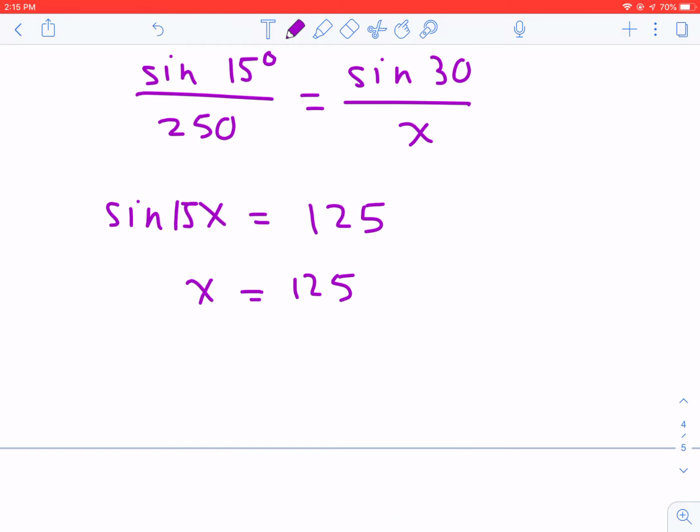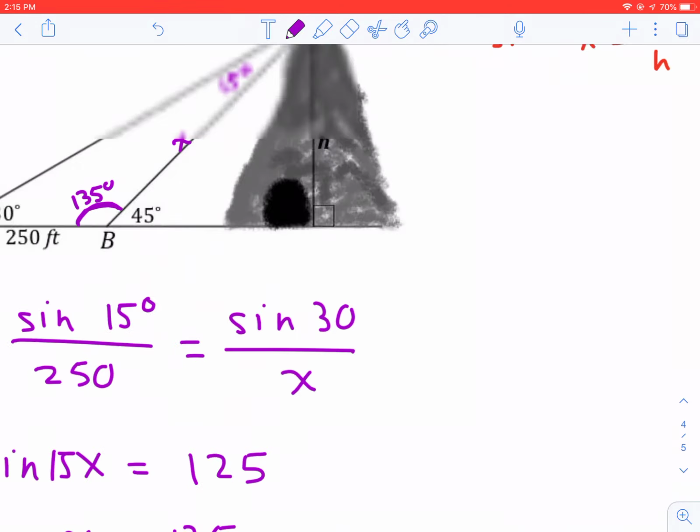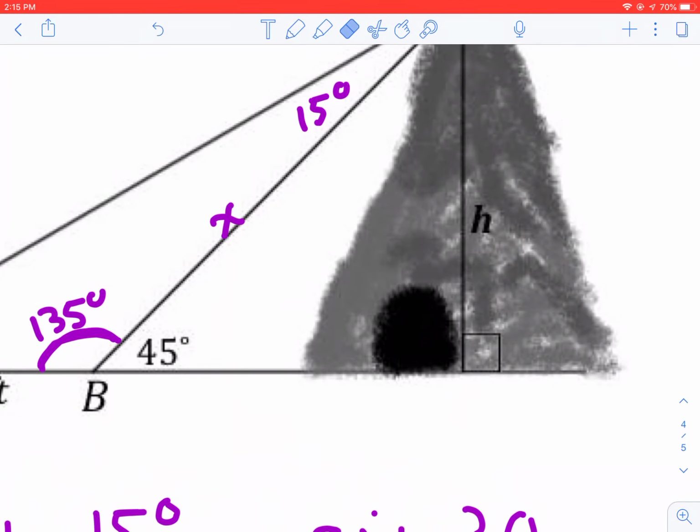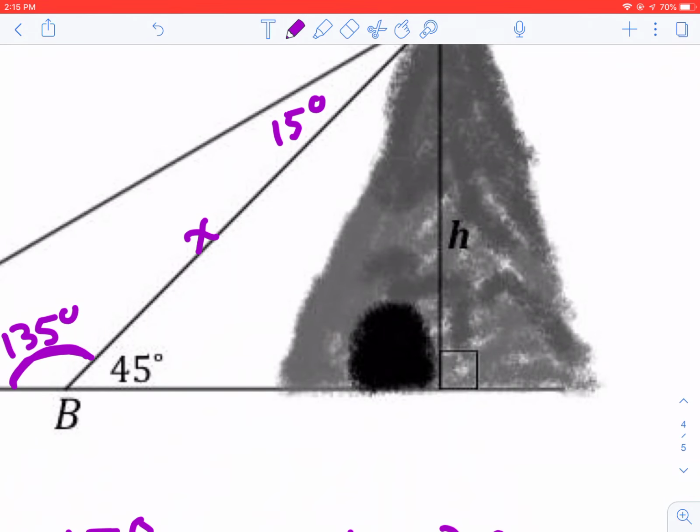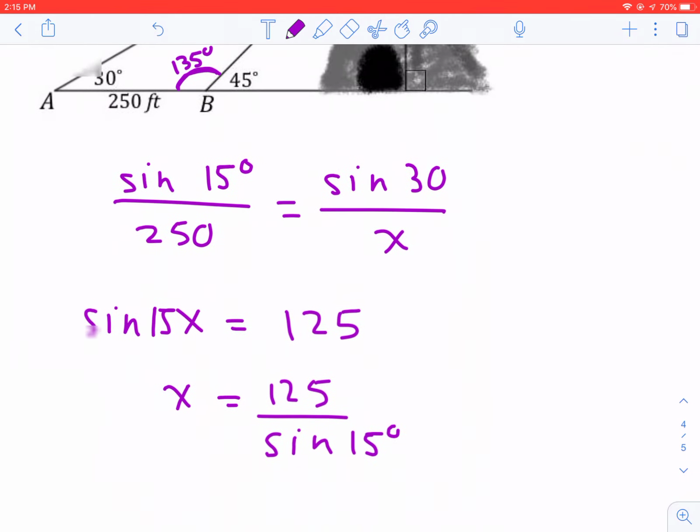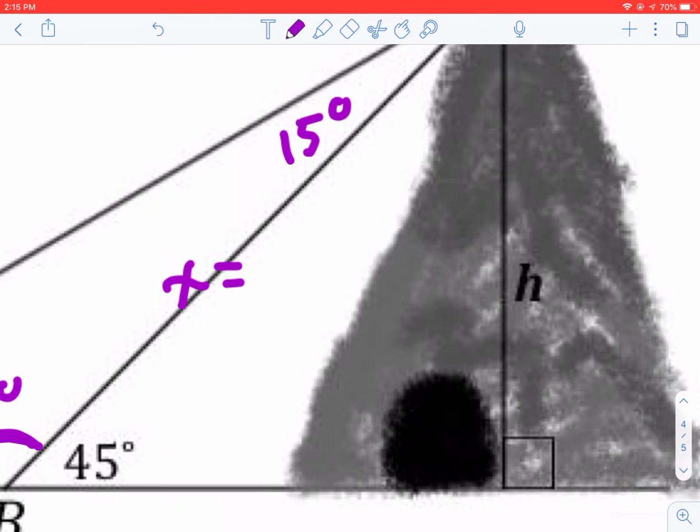All right. If you want, you can type that into your calculator and get an approximate answer. I'm just going to leave it as the exact answer until I really need to change it at the very end. So x is 125 over sine of 15.